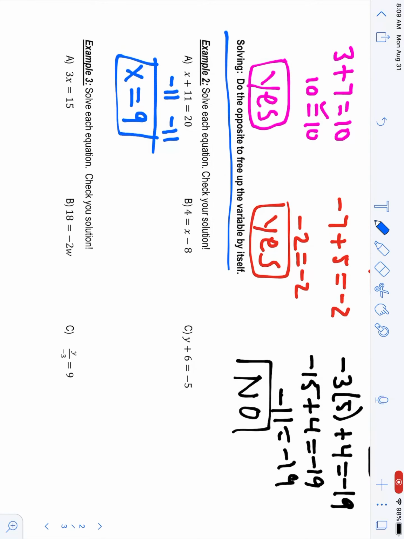All right, let's look at the next example. Now, you'll notice it's the same as the other problem, and I can always check my work, too. So for A, I can plug in the 9. 9 plus 11 equals 20. Check, I know I did it right.